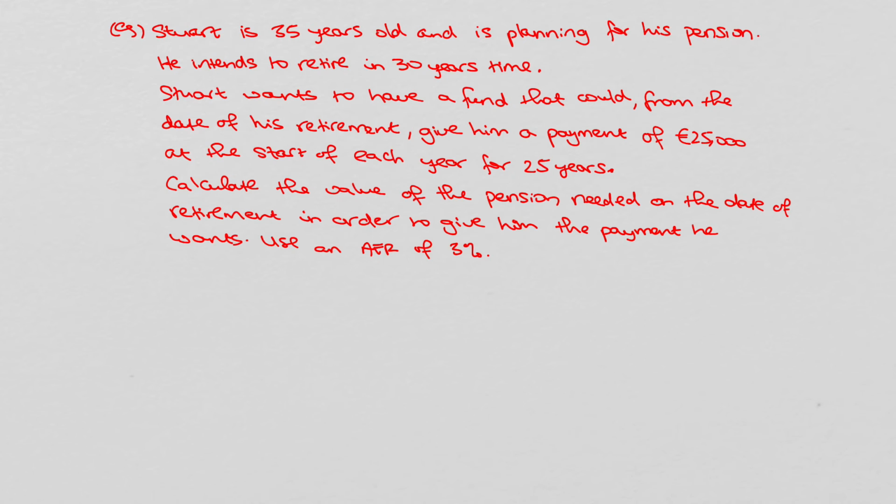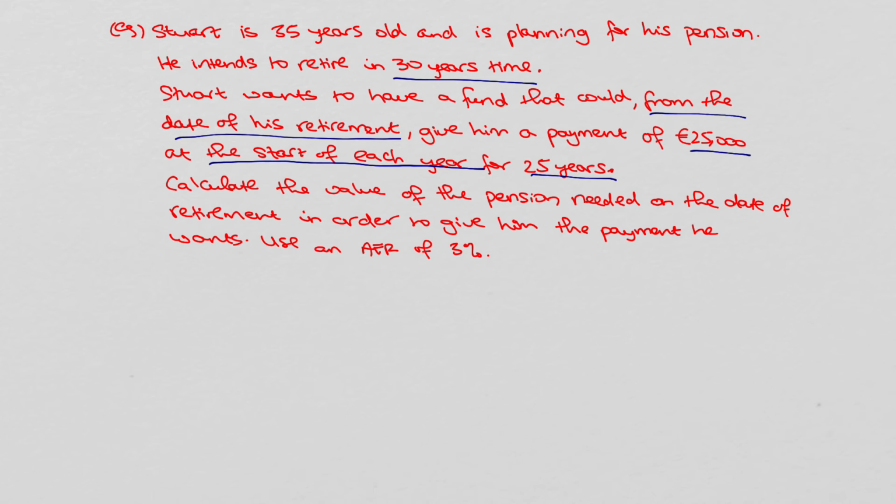So here we have Stuart, and he's 35 years old, and he's planning to build a fund for his pension. He intends to retire in 30 years' time, and Stuart wants to have a fund that from the date of his retirement gives him a payment of $25,000 at the start of each year for 25 years.